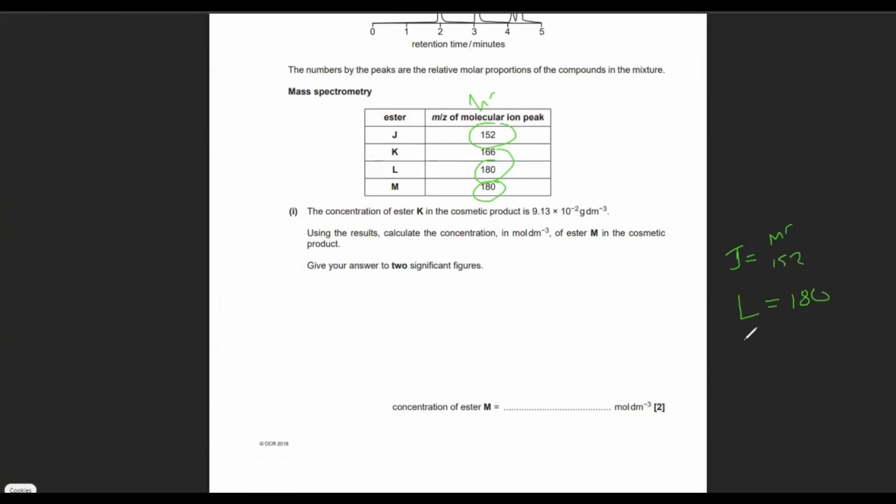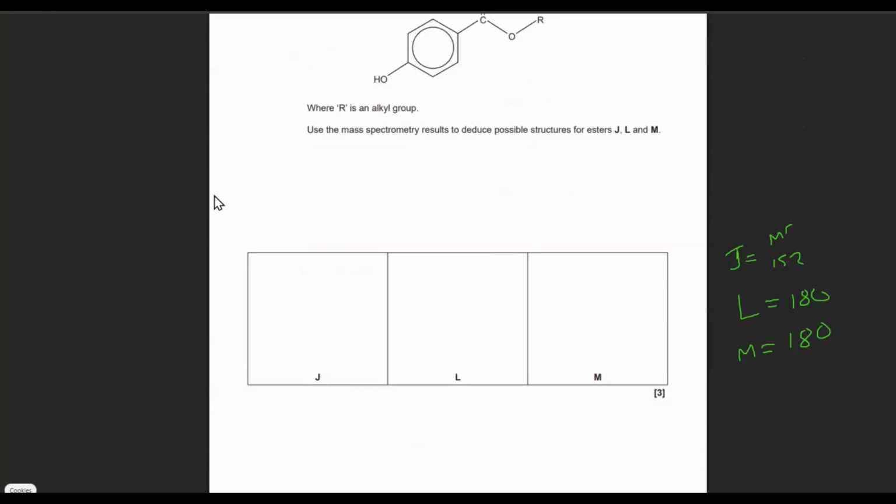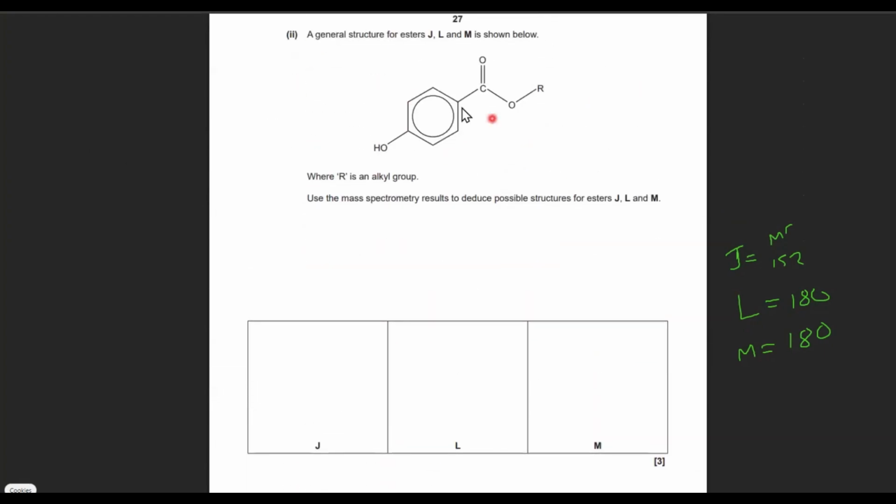So we know the total MR of the complete molecule when it's J is 152, L 180, and M is also 180. Looks like they are an isomer of each other, L and M. Now, let's get on. We've got to work out the structures of J, L, and M. We know that the R group is going to be the variable factor. Let's work out what the constant MR is between all of these, the constant fragment MR here, and that is a benzene ring, normally C6H4, but there's two substitutions on it, so I'm going C6H4, which is 76. I've got the O and the H. If you add up their masses, that's 17. I've got 16 for each oxygen, 12 for the carbon, 44.